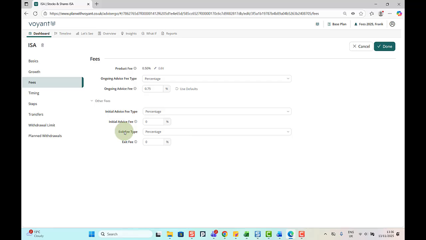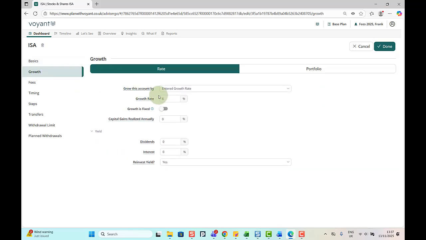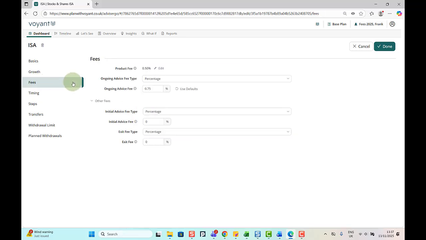We do have an article which will cover that in more detail. Before we look at the ongoing advice fee, let's take a quick look at the ISA, and let's go back to basics there. I've popped in a balance of 100,000. If we look at the growth, I've got the capital growth of 6%. And now going down to the fees, I've got this product fee of 0.5% and the ongoing advice fee of 0.75%.